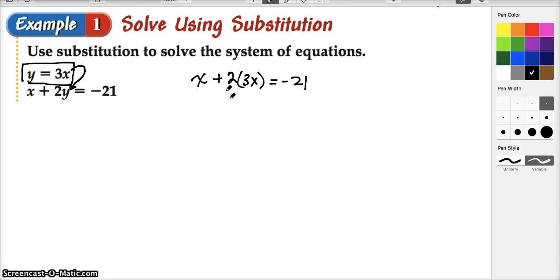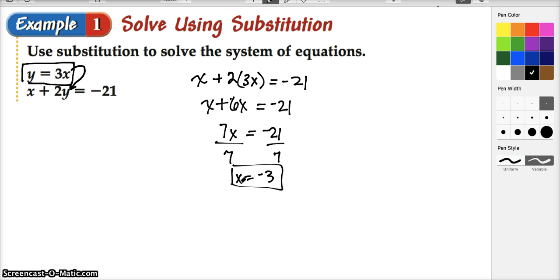How do I handle this? Very simply, it is easy. I know how to do this because I've been doing it for a long time. I have been solving equations with one variable almost all of my algebraic life. Okay, let me stop being silly. So I get 7x is equal to negative 21. Divide both sides by 7. And x is equal to negative 3.